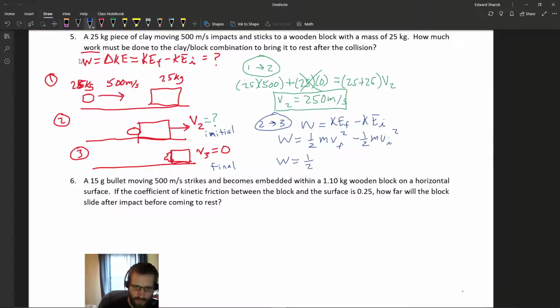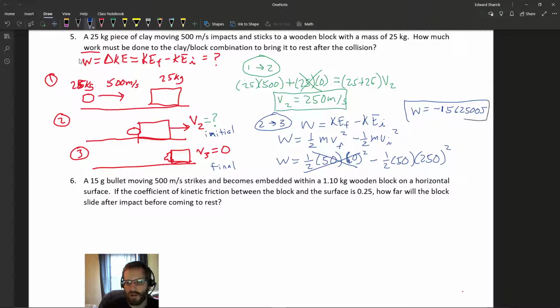The mass of them are going to be the combined mass in both cases, 50 kilograms. V final is our 0, V3. So this whole term actually is just going to go away, minus 1/2 50, and then velocity of 250 squared. So 1/2 of 50 is 25 times 250 squared. It's going to give you this pretty large amount of energy. And it's going to be negative, let's see, 1,562,500 joules. So quite a bit of energy that's required to stop this thing.